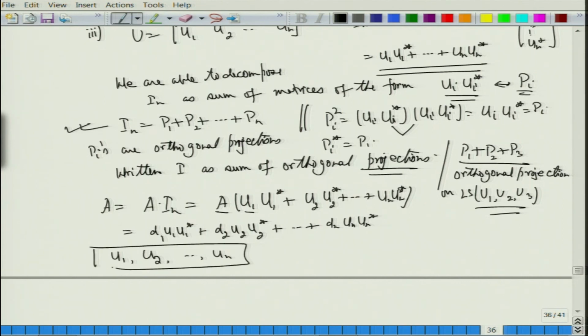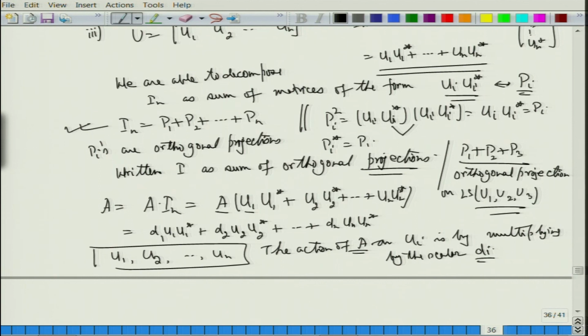So what we are saying here is that I have these spaces U1, U2, Un. I have these vectors. If I look at what the action of A does, it expands or elongates or whatever you want to say, it changes by multiplying by Di. All right. The action of A on Ui is by multiplying by the scalar Di. Is that okay?